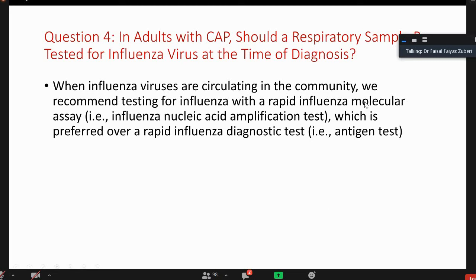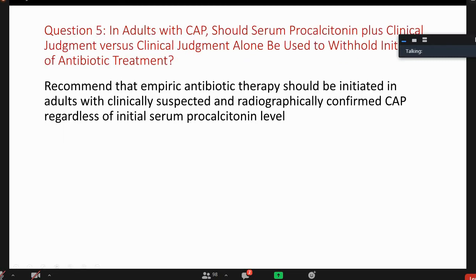Question 5. In adults with CAP, should serum procalcitonin plus clinical judgment versus clinical judgment alone be used to withhold antibiotics? So we recommend that empiric antibiotic therapy should be initiated in adults with clinically suspected CAP, regardless of the initial serum procalcitonin levels.